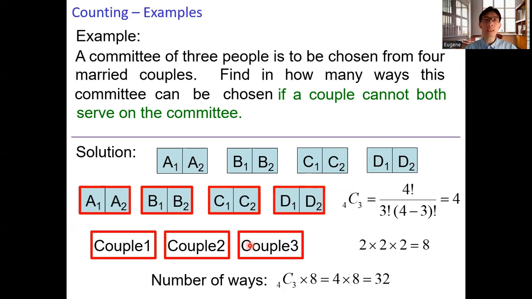The number of ways of choosing 3 people out of the 4 married couples in this condition is equal to 4C3 multiplied by 8, equals 4 by 8, equals 32. So there are 32 ways to choose the committee, provided that a couple cannot both serve on the committee.